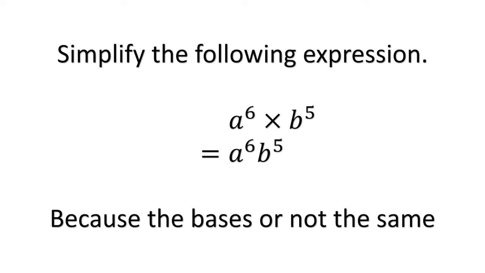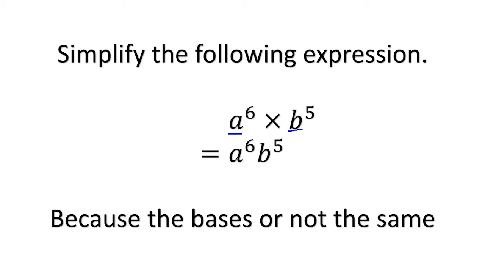Let's try this one. Simplify the following expression. a to the power of 6 times b to the power of 5. Oh, we have a problem here. The bases are not the same, so we cannot use any of the laws because the law states that the bases need to be the same. So in this case, we cannot say ab and then 6 plus 5. That's not going to work. Or a to the power of 6 plus b to the power of 5. I don't know how we're going to do this one. No, we cannot use the laws.